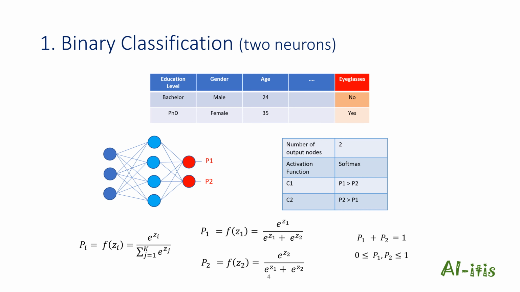Basically, the softmax function will convert the output of the two neurons into a probability distribution in a way that the sum of the output of all neurons will be equal to 1. Also, the output of each neuron will be in the range of 0 to 1.